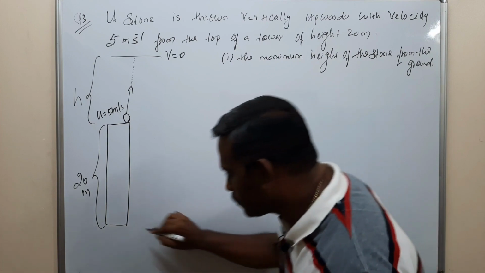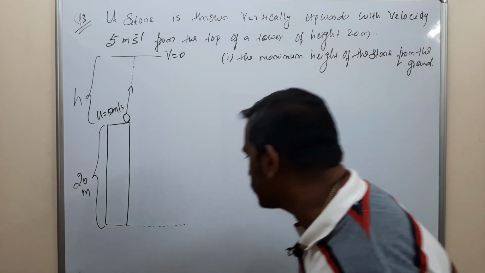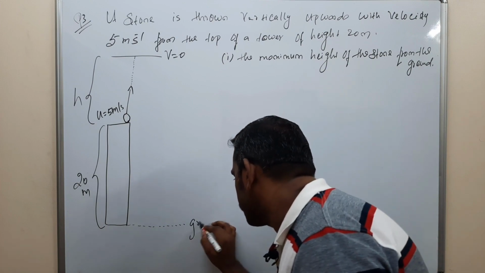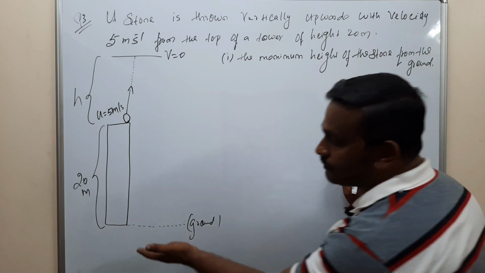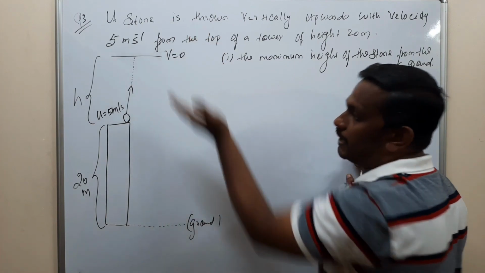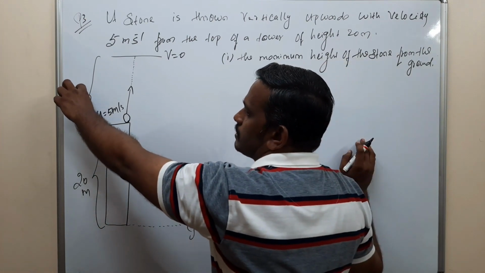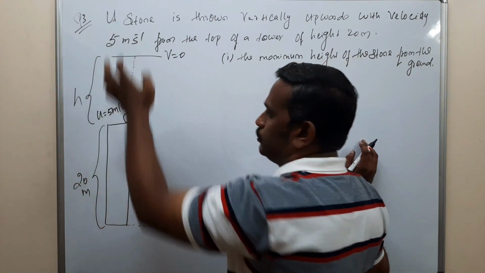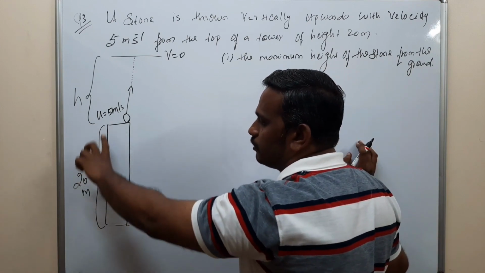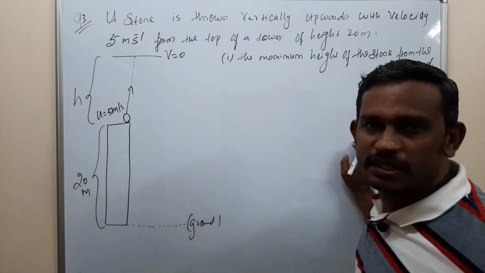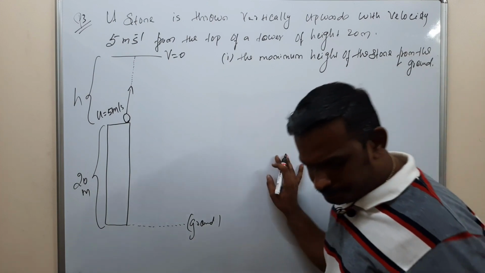From the ground. So this is the ground level. From this ground level, what is the maximum height reached by the stone? So we have to find this height attained by the stone. After that, add the height of this tower, 20. So we will get the maximum height of the stone attained from the ground.